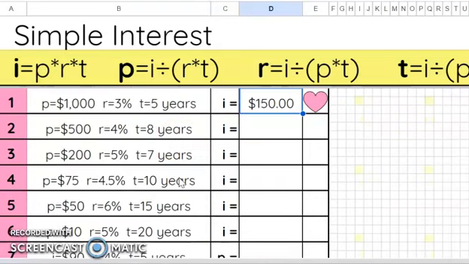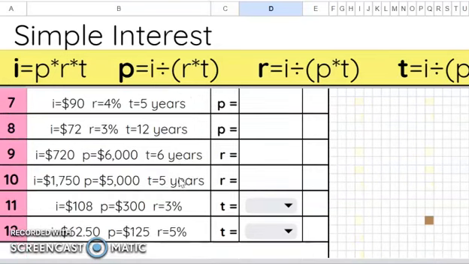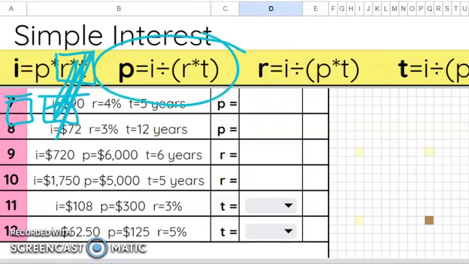Now, let's say instead, like for number 7, we want to solve for P. I'm going to just look at this regular equation. To get P by itself, it's P times this something else. So we need to divide away that something else on both sides. Anything divided by itself is 1, which would leave us with just P. So then on the other side, you'd have interest divided by that R times T, which is right here.